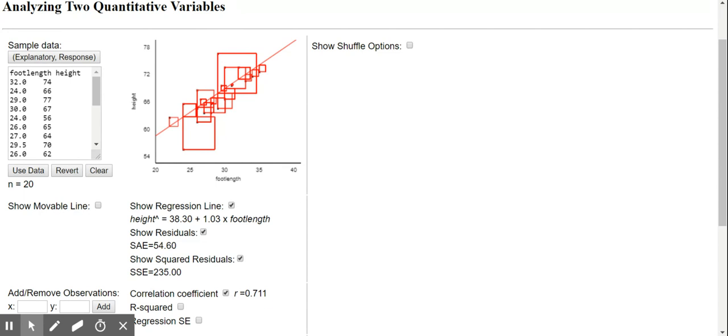Okay, so I hope this helps to understand the sum of squared residuals and the regression equation.